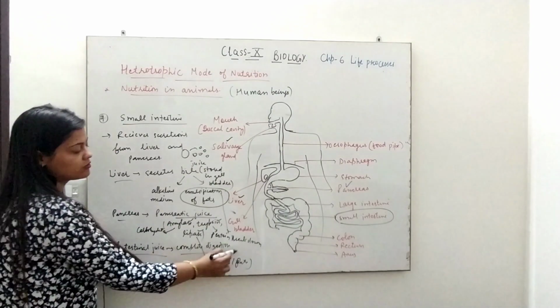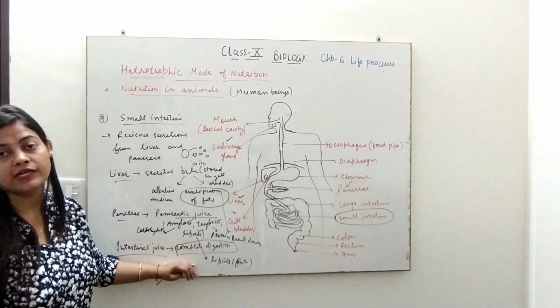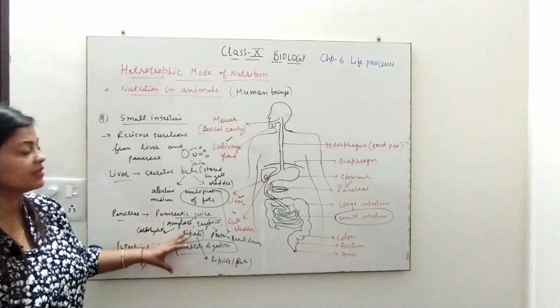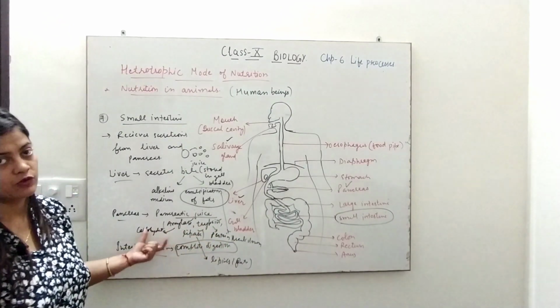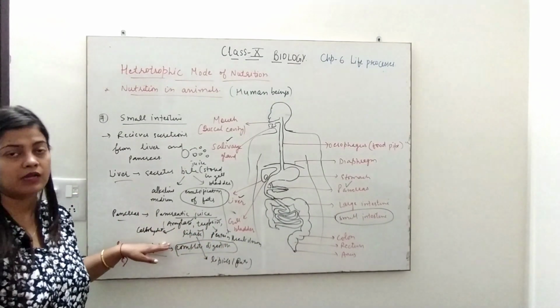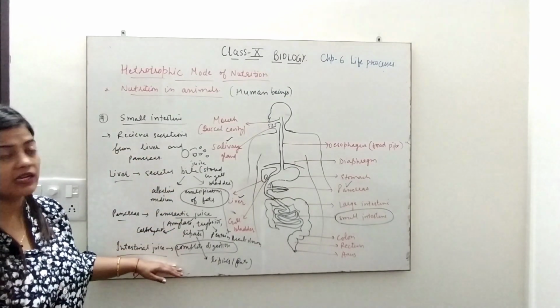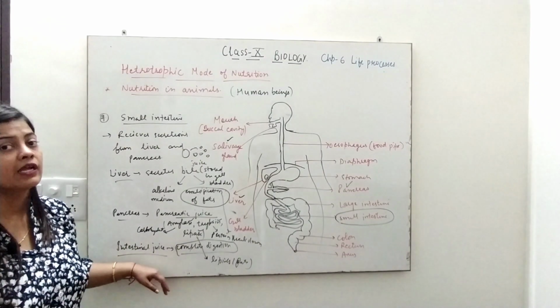Now intestinal juice is also secreted by the intestinal wall itself, and it will also help in the digestion of whatever things are left, chymotrypsin and all. So these enzymes will help in the complete digestion of the disaccharides which are released during digestion of carbohydrate. So this is the main part of the digestive system where complete digestion takes place.